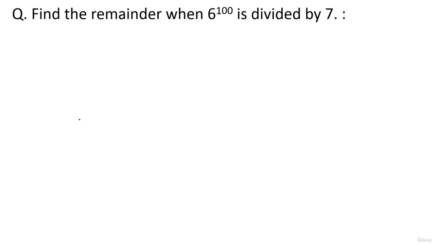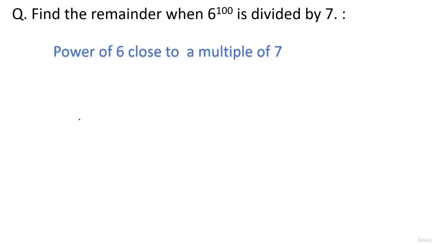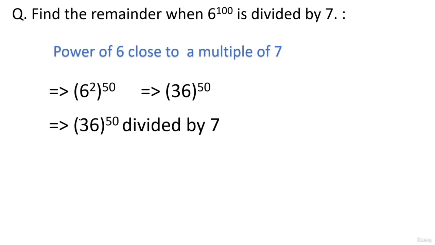Find the remainder when 6 power 100 is divided by 7. Again, now you know, guys, it's very, very simple, right? One way to solve the question is, you can write this as basically a power of 6 close to a multiple of 7. That is 6 square, that is 6 square to the power 50. 6 square is 36. 36 on dividing with 7, the remainder is 1. So it's 1 power 50.